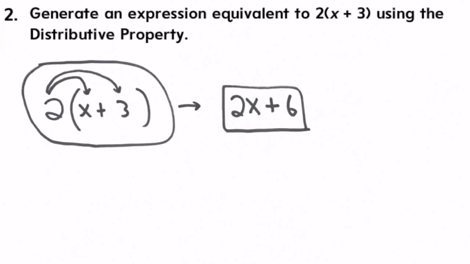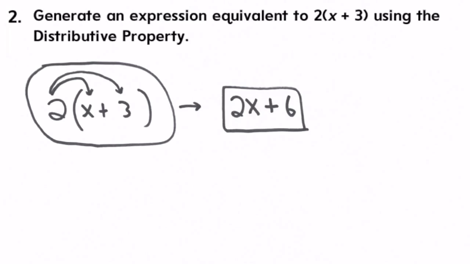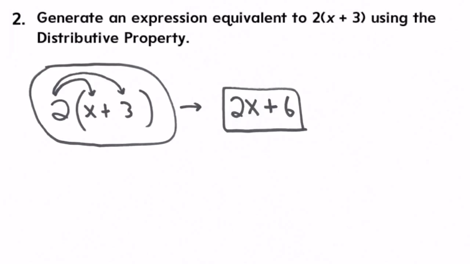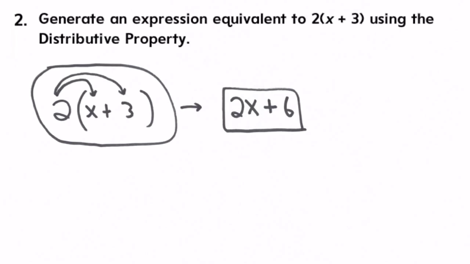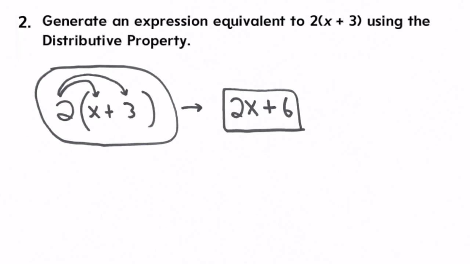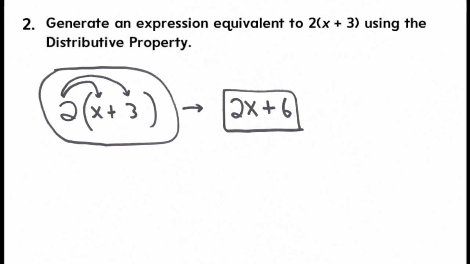Now in example 2, you're going to see that we are going to distribute the 2 with everything that's inside that parentheses. So you would do 2 times x. Now we can't actually solve that because we don't know what x is, so you would just leave it as 2x. And 2 times 3 would be 6. And the plus sign remains untouched.